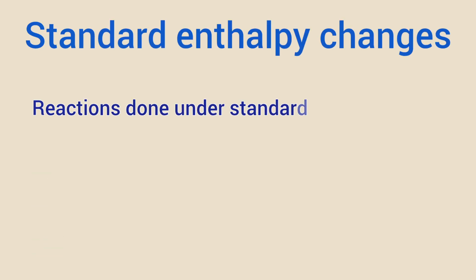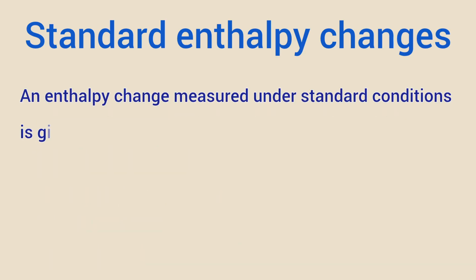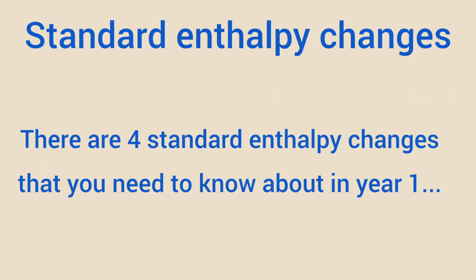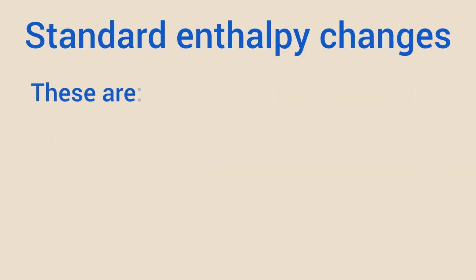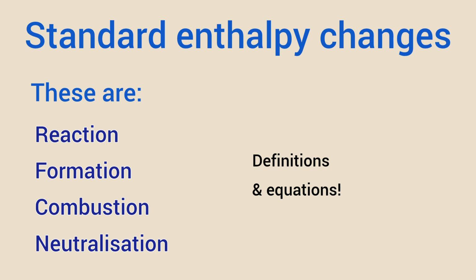Standard enthalpy changes refer to reactions done under standard conditions. The standard conditions are 298 Kelvin or 25 degrees Celsius temperature, 100 kilopascals pressure, and for solutions a concentration of 1 mole per decimeter cubed. An enthalpy change measured under standard conditions is given the symbol delta H theta, where theta is used to represent standard conditions. There are 4 standard enthalpy changes that you need to know about in Year 1. These are reaction, formation, combustion, and neutralization. You need to be able to define these and write equations to illustrate them.